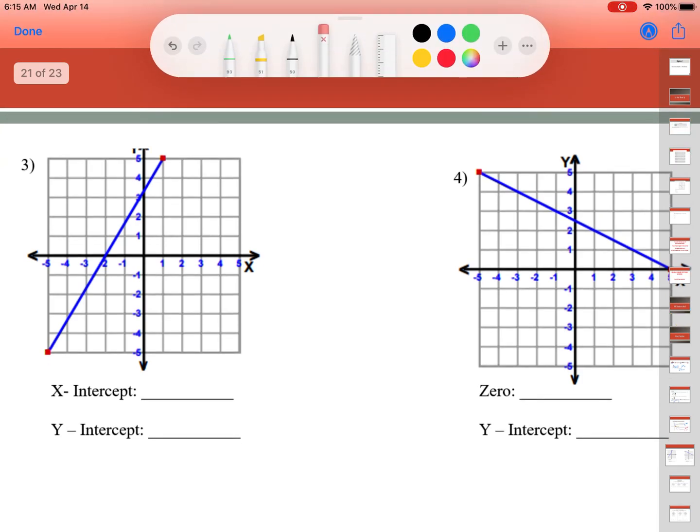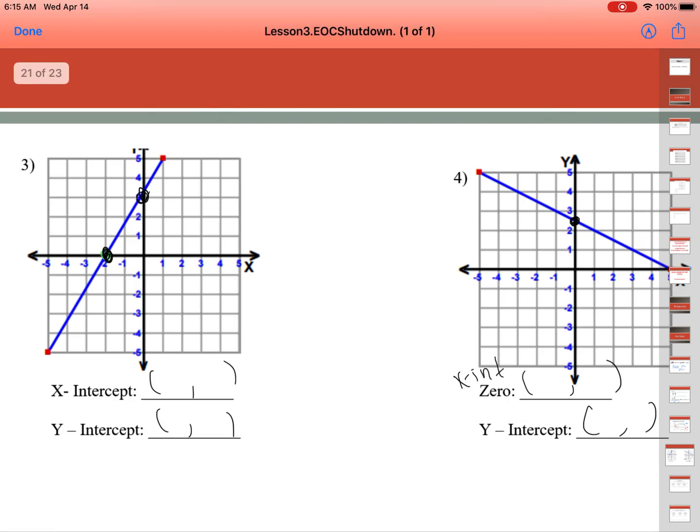Same thing, 3 and 4. X-intercept is where it touches the x-axis. Y-intercept is where it touches the y-axis. You always write it as an ordered pair. Super easy. Okay, number 4 is a little tricky. The y-intercept is directly between a 2 and a 3. What number is directly between 2 and 3? The x-intercept is hiding behind my slide. That's okay. A 0 is the same as the x-intercept. Super easy.